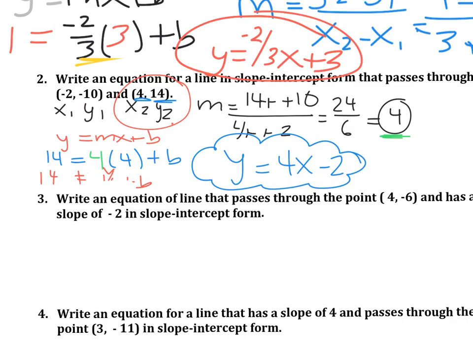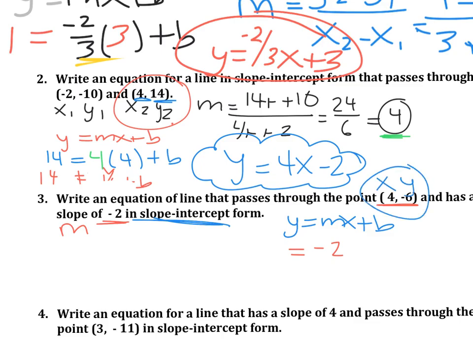And let's look at question 3. For question 3, I am still in slope-intercept form, y = mx + b, but now instead of giving you 2 points, I'm only getting 1 point and the slope. So I kind of get to skip step 1 because I already know my slope, my m is -2. I only have 1 point to choose from, (4, -6). So -6 is my y, 4 is my x.